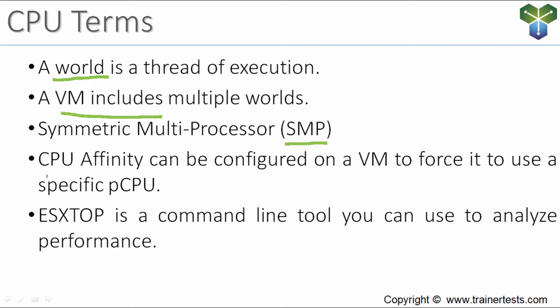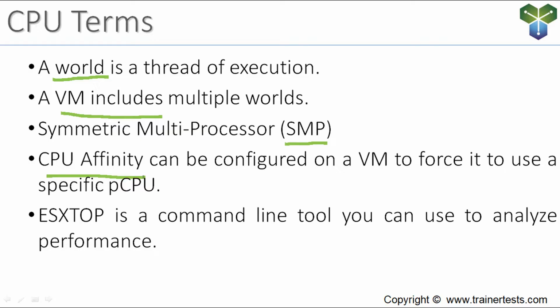CPU affinity. Here's something I really don't recommend configuring unless you have a licensing requirement to do so. CPU affinity basically bonds a virtual machine to one specific physical processor. That means that virtual machine can't be vMotioned, and it can't fail over with high availability. CPU affinity is basically forcing it to use one particular processor, so I try not to enable that feature unless I have a licensing requirement to do so.